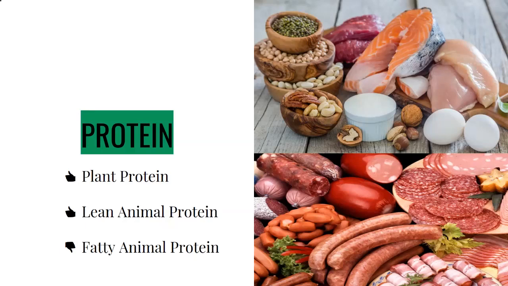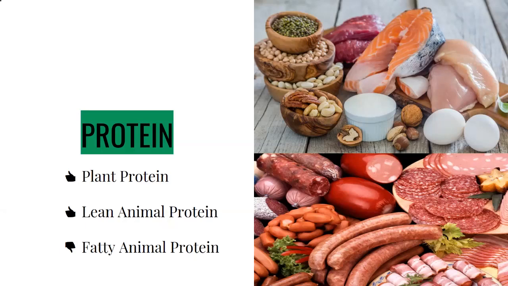So if we look at the two pictures on the screen, in the first picture, we see a variety of protein sources. So we have some lean red meat in the back of that picture, some fish, chicken, some eggs, looks like some yogurt, but then we also have nuts and dried beans. And so those are what we would call good sources of plant protein and also lean animal protein.